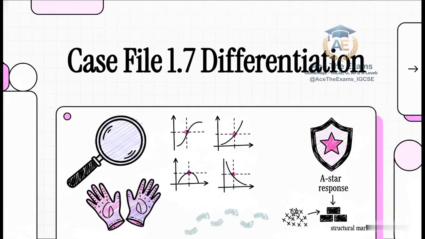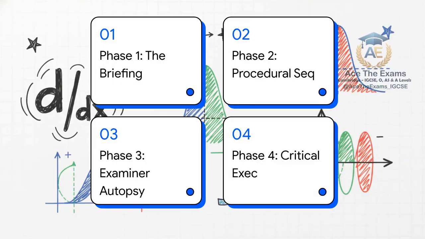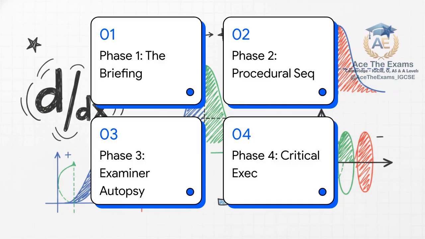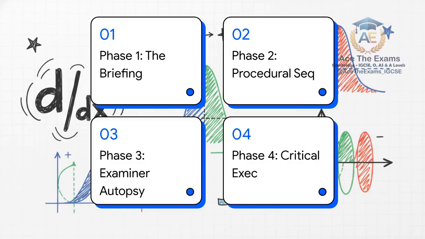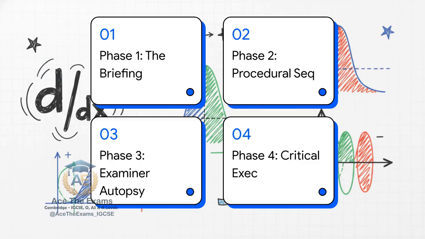So let's put on our forensic gloves, because we are going to dissect the evidence line by line, figure out exactly where these marks are being stolen, and engineer a totally foolproof A-star response. Today's investigation dossier is broken down into 4 distinct phases to map the exact route from a standard grade to top-tier marks. Phase 1 is the briefing. Phase 2, procedural sequence. Phase 3, examiner autopsy. And finally, Phase 4, critical execution.